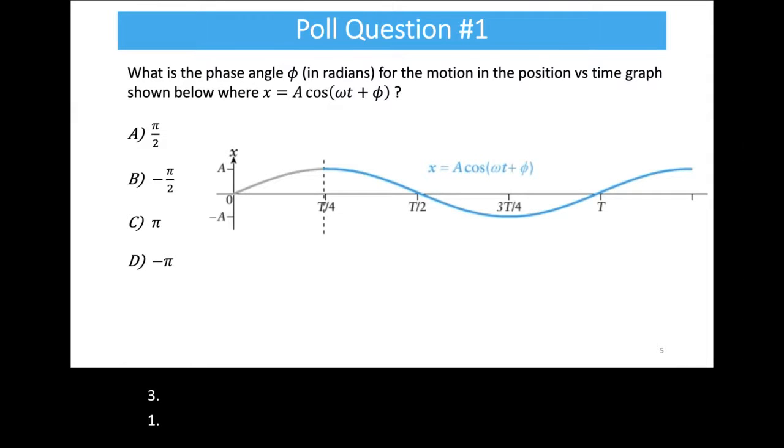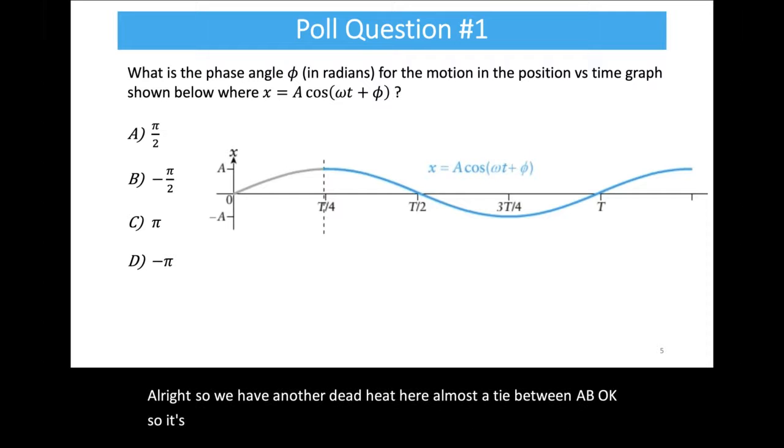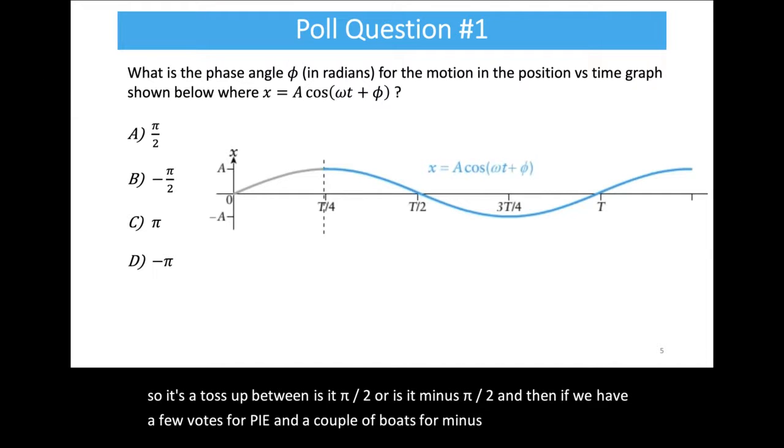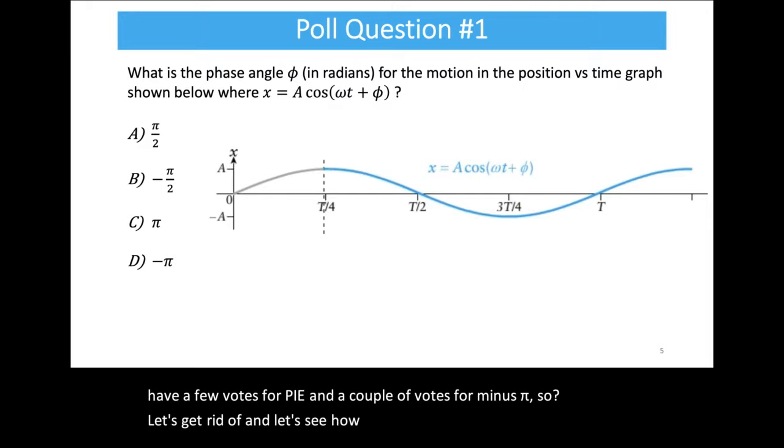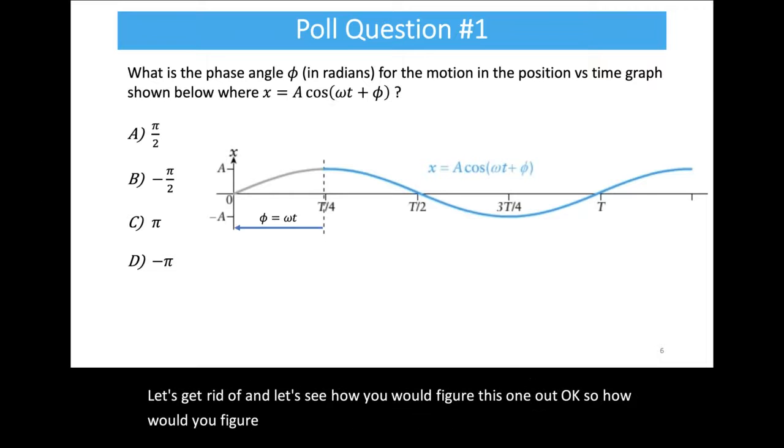All right, so we have another dead heat here, almost a tie between A and B. Okay, so it's a toss-up between, is it pi over 2 or is it minus pi over 2? And then we have a few votes for pi and a couple of votes for minus pi. So let's get rid of that and let's see how you would figure this one out. Okay, so how would you figure this one out?